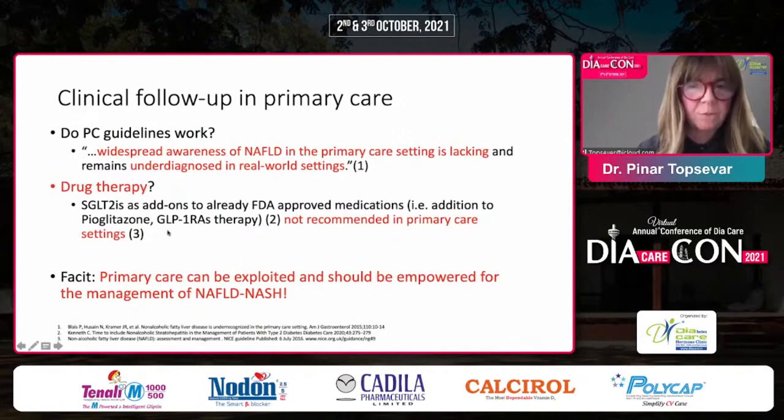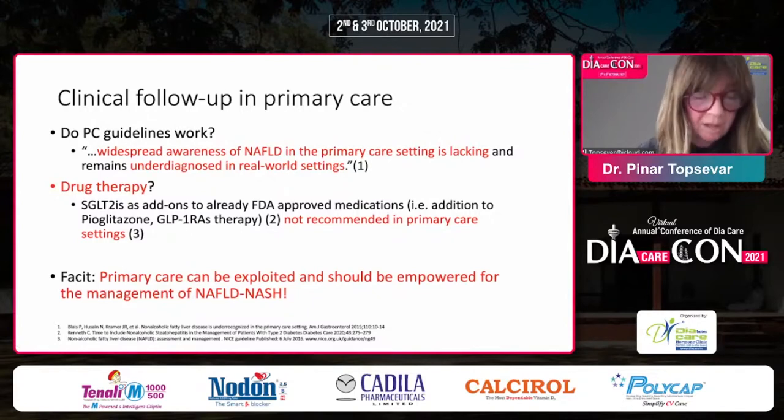And about the drug therapy, I won't go into that, but we know that for NAFLD, pioglitazone is in use, and now SGLT2s and GLP-1 receptor agonists are also recommended. But again, for instance, a NICE guideline does not recommend to initiate these therapies for the management of non-alcoholic fatty liver disease or NASH in primary care. So the fact of all this is that primary care can do a lot and much, much more about the prevention and management of non-alcoholic fatty liver disease in people with type 2 diabetes, and thus the prevention of NASH.